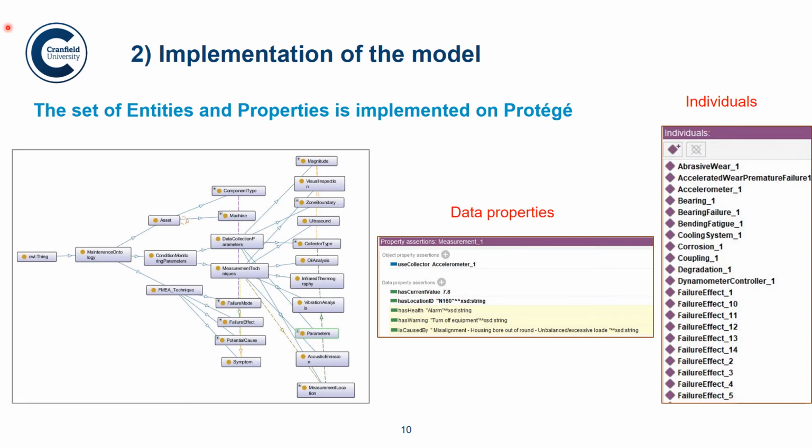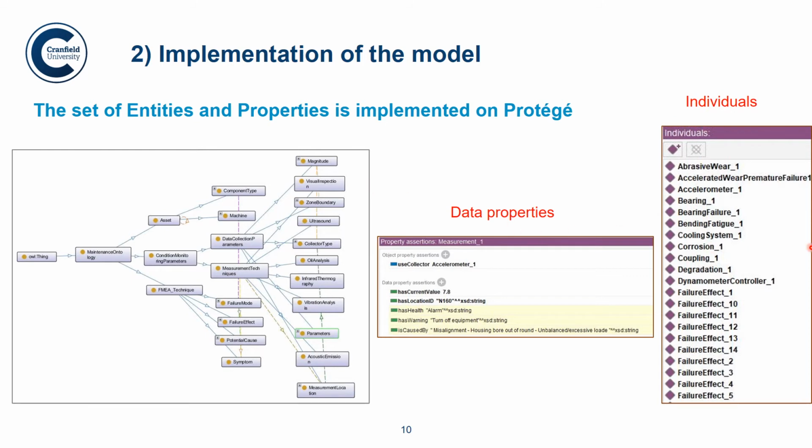The overall implementation is visualized in this slide. It shows a high-level hierarchy asset. It's a complex equipment, which means it includes several lower hierarchy assets, such as, for example, measurement location, parameters, vibration analysis, oil analysis, collector types, visual inspections, and magnitude, and so on and so forth.